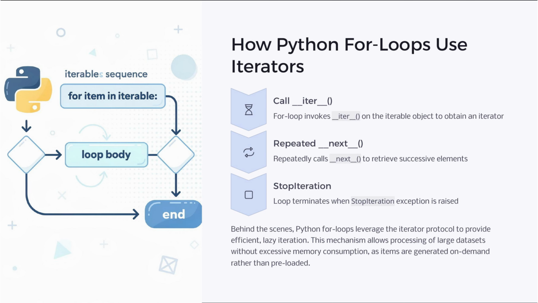Python for loops utilize the iterator protocol by calling iter on an iterable to get an iterator. They repeatedly invoke next to access elements, stopping when StopIteration is raised. This efficient, lazy iteration method processes large datasets on demand, minimizing memory usage by generating items as needed.